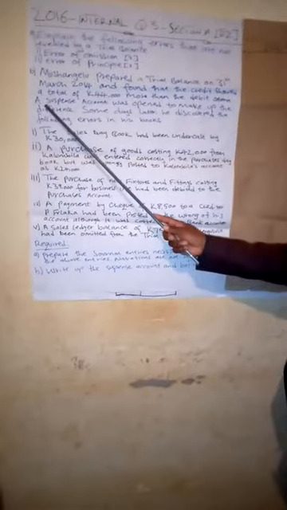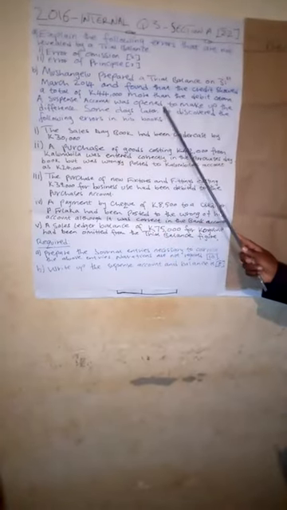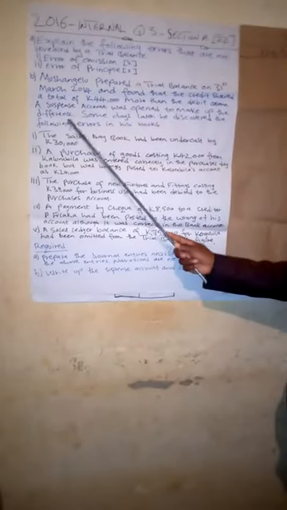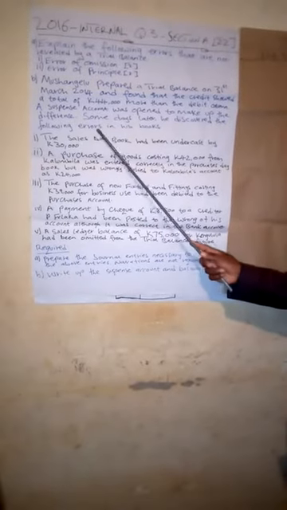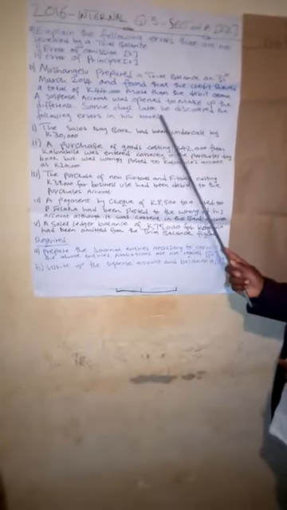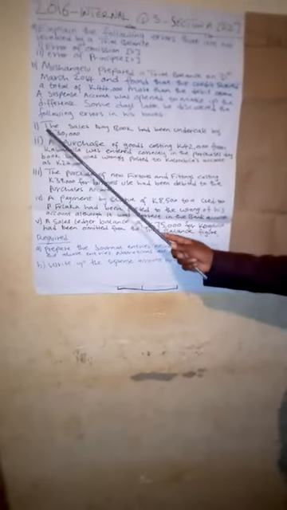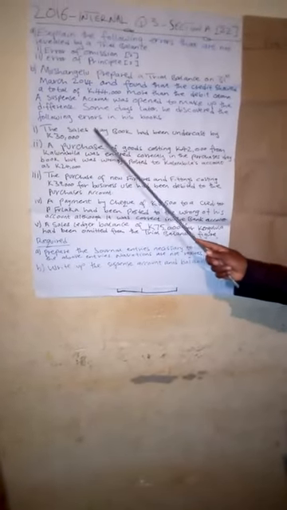Alright, we continue. The suspense account was opened to make up the difference. Some days later, he discovered the following errors in his books. So the first error was 1. The sales day book had been undercast by 30,000 kwacha.